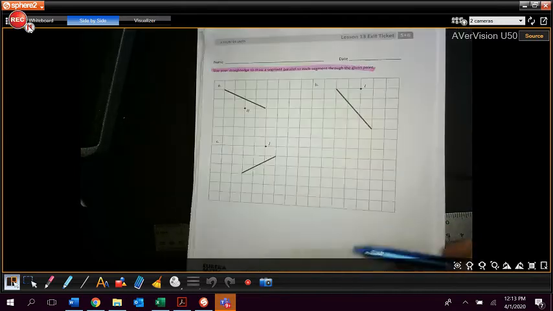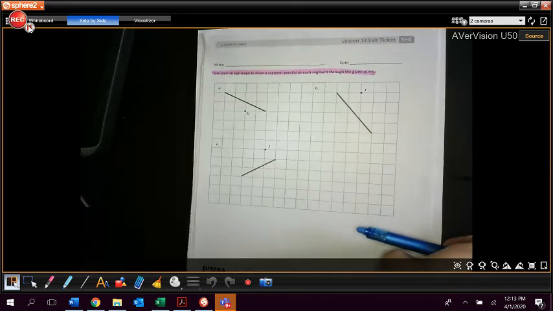Alright, now we're going to go into our exit ticket. Again, if you didn't grab your exit ticket, press pause, and then you can come and press play on the video again. So for the exit ticket, guys, it is the same thing. We're supposed to be using or drawing a segment that is parallel to the segment that's already given to us.